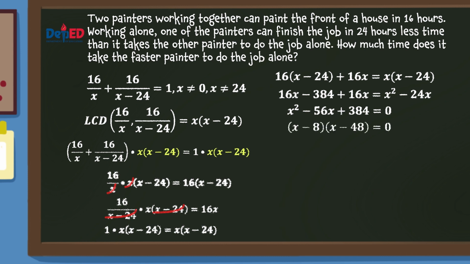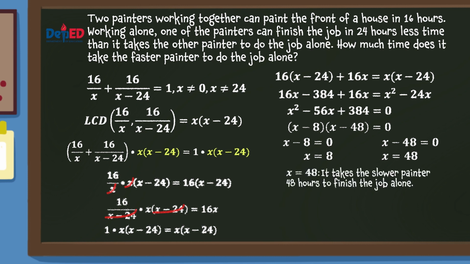Expressing the trinomial on the left side in factored form, the equation must be written now as binomial x minus 8 times binomial x minus 48 equals 0. Equating each factor to 0, we would arrive at these values of x, 8 and 48. Recall that the faster painter takes x minus 24 hours to finish the job alone. So x can't be 8, since 8 minus 24 is equal to negative 16. Thus, x must be 48.